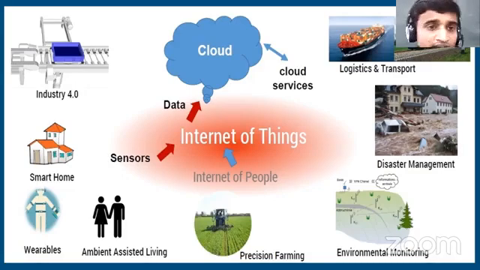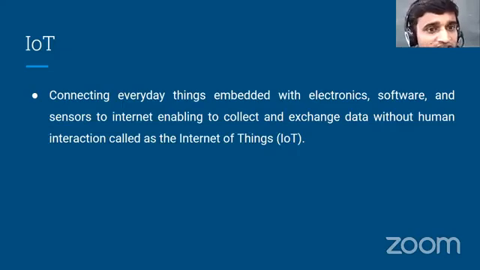In simple layman language, IoT means connecting everything embedded with electronics, software, and sensors, enabling them to collect and exchange data without human intervention. Before the era of IoT, we could talk about machine to machine. This already existed, with embedded devices that were not connected to the internet but were all automated. We cannot say smart, but they are devices working in a smart way.